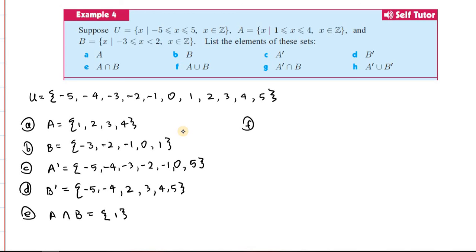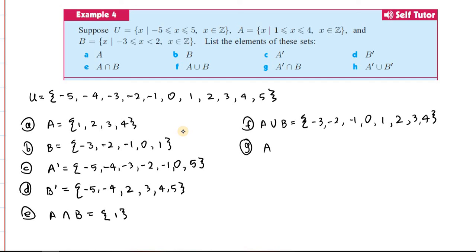For F, we want A union B. A union B is just going to be everything that was in A and everything that's in B. Try and do it in order. Don't repeat. -3, -2, -1, 0, 1. 1 is repeated. And then 2, 3, 4. So 1 happened in both, but I don't write it twice. I just write that it exists in the set.